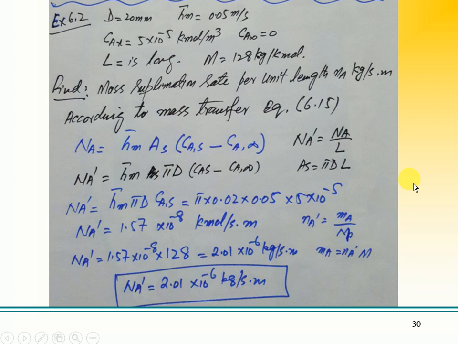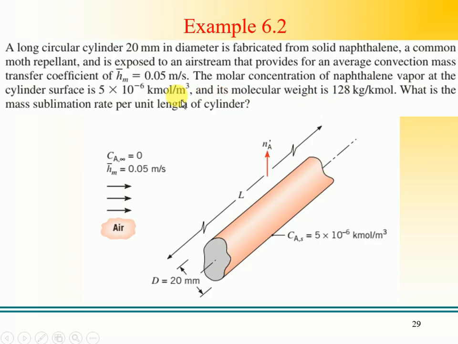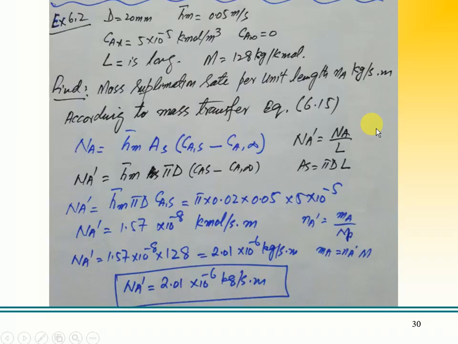So it's a mass transfer problem. Diameter is 20 millimeter, h̄m is 0.05 meter per second. These are given to us. CA,s, the concentration, is 5 × 10^-6 kilomole per meter cube, and at infinity it is 0. Length is long, and the molecular mass of naphthalene is 128 kilogram per kilomole. The mass sublimation rate per unit length, N'A, in kilogram per second per meter, is what we need to find.